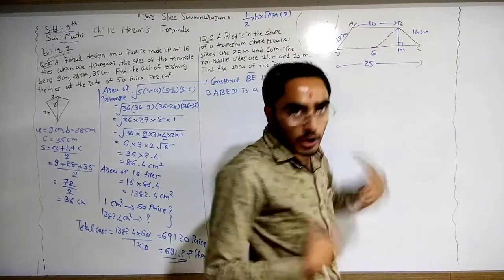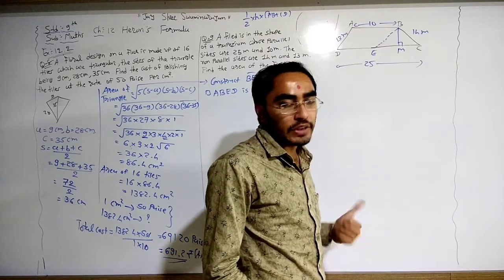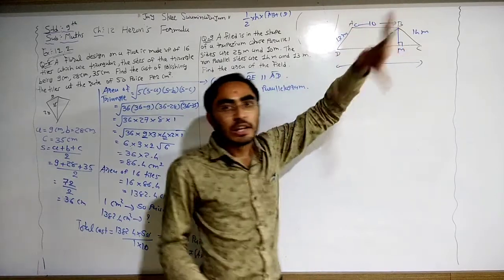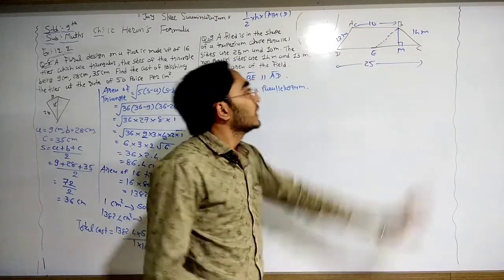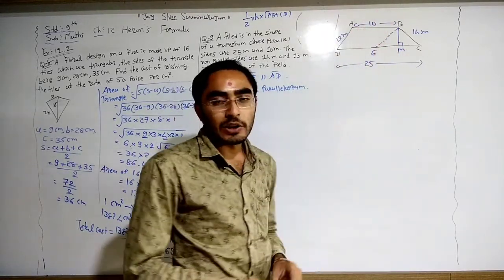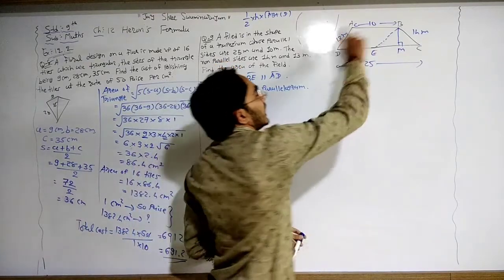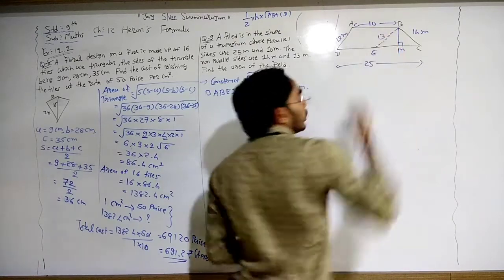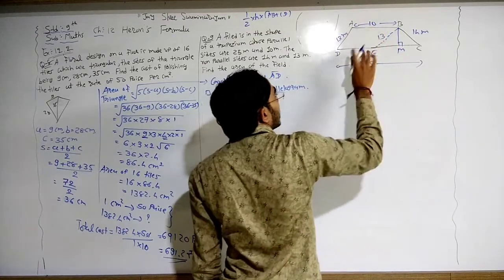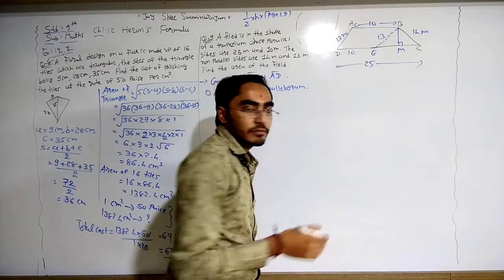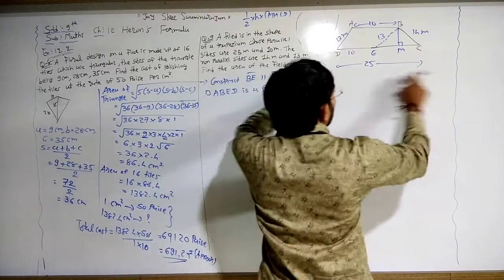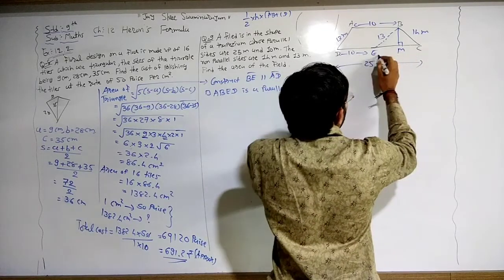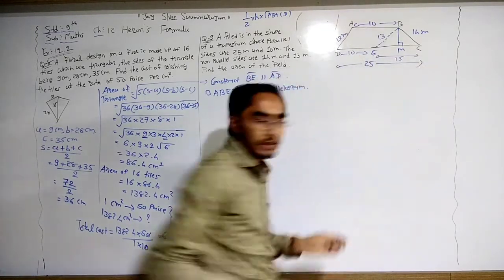AB and CD are already parallel because trapezium is there. We construct BE parallel to AD. That means both pairs are parallel. This is the property of parallelogram. So ABED is a parallelogram. Now if ABED is a parallelogram, so here AD 13, so BE is also 13. AB 10, so DE is also 10. Now total CD is 25. Out of that 10, so remaining is 15.